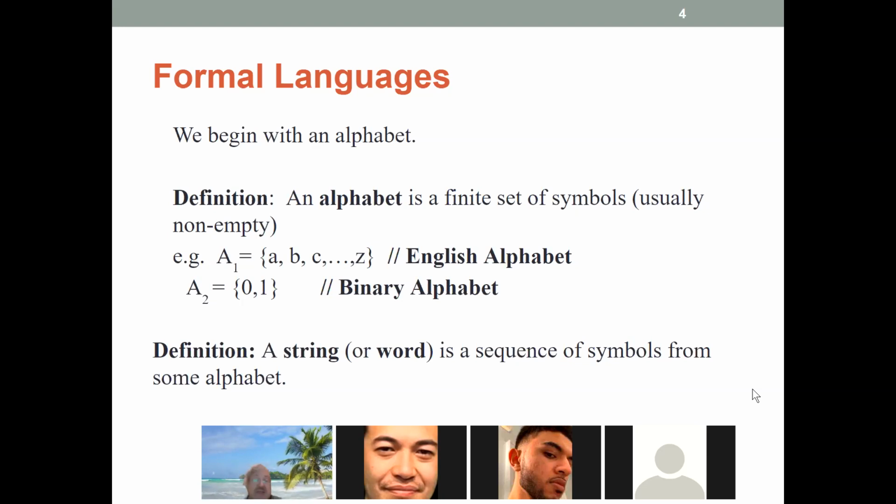An alphabet is a finite set of symbols, usually non-empty. So A1, again, that's arbitrary. Make up your own name, I don't care. Usually a capital letter. So A1, the English alphabet, A, B, C, D, up to Z. If it's French, you've got to throw in accent aigu, accent grave, circumflex. I'm just showing off. I can't do more than that. So A2, binary alphabet, 0 and 1.